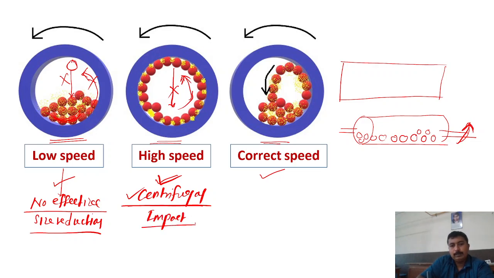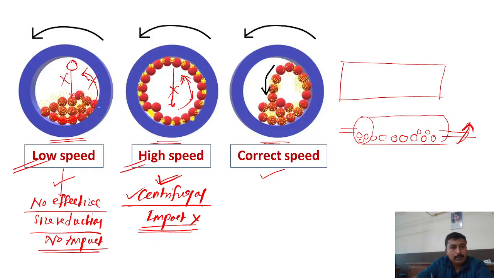So there is no impact at low speed, and at high speed also no impact. Due to the lack of impact, particle size reduction will not take place in an effective manner at both low speed as well as high speed.